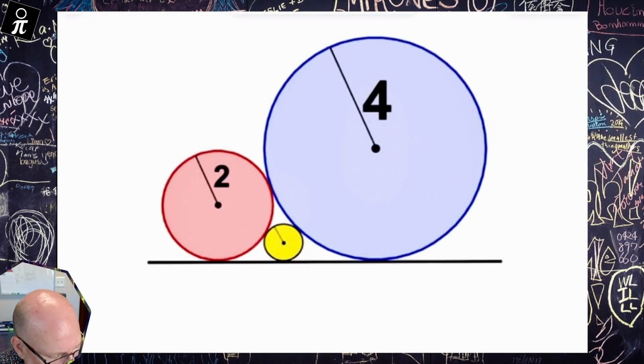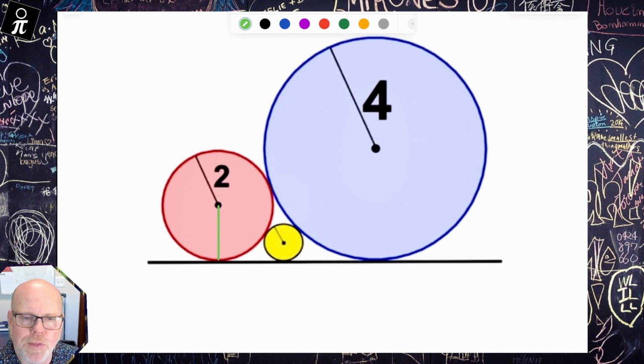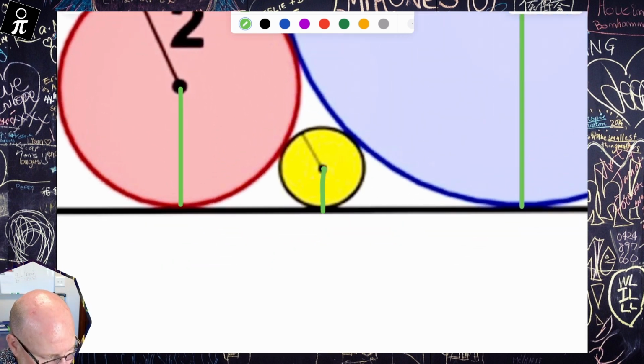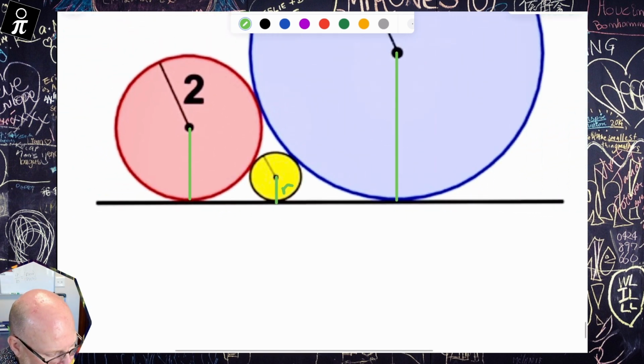The first thing I notice is we've got a whole bunch of radiuses here. So I've got this radius. We know that that's a radius of 2. We've got this radius right here. We know that that's a radius of 4. And then we've got this little radius down here. We don't know what that radius is, so I'm going to call that a radius of r. And then I can create a couple of right triangles here.